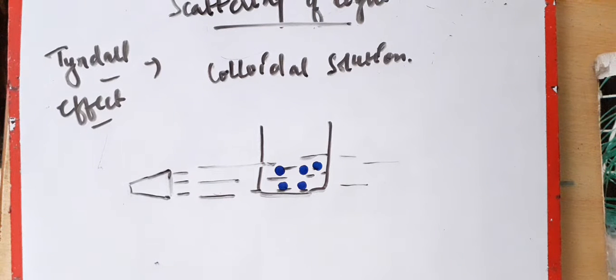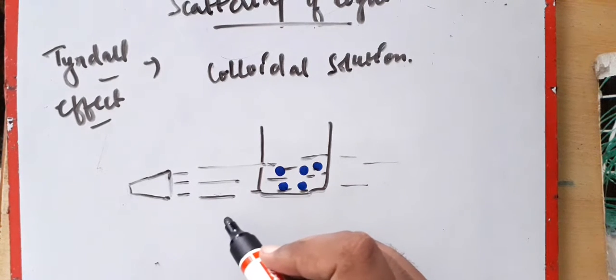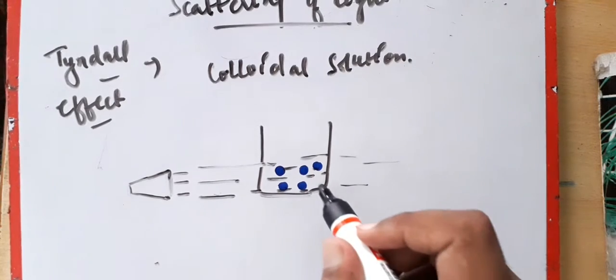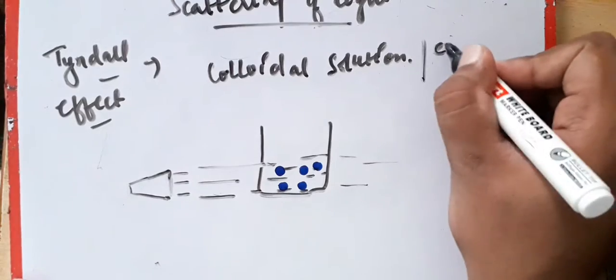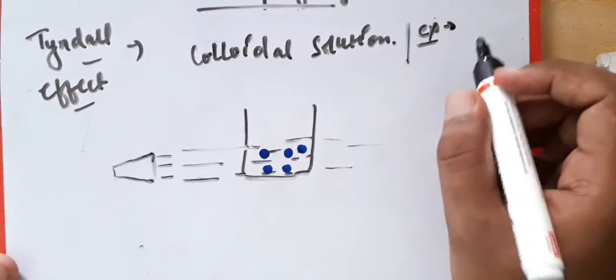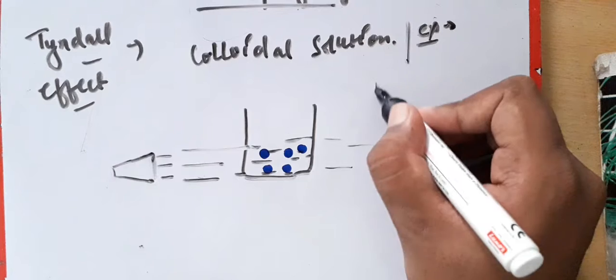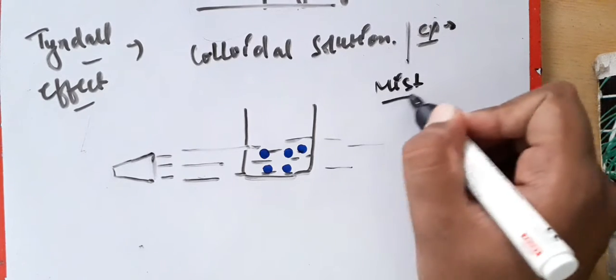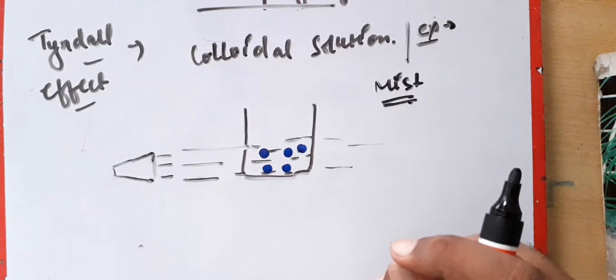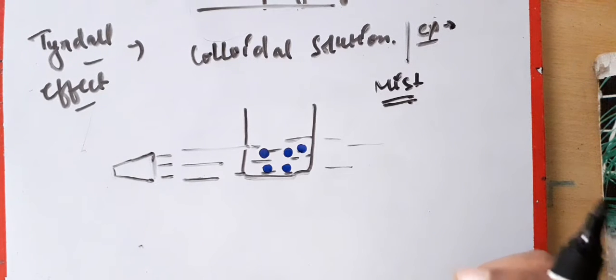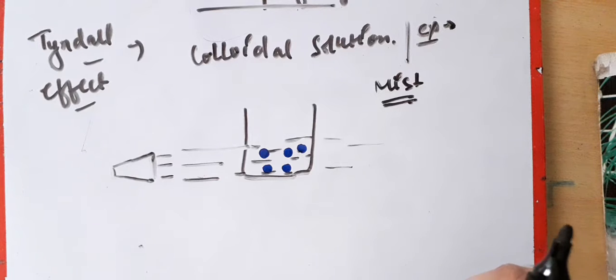The Tyndall effect is when a beam of light is passed through a colloidal solution, and then we are able to see the particles. We can take one more example to understand the Tyndall effect. This is an example of mist. In a dark room where there is no light, when a small beam of light comes in through a hole, we can see the particles scattered over there. This is the Tyndall effect. So we can understand scattering with the help of the Tyndall effect.